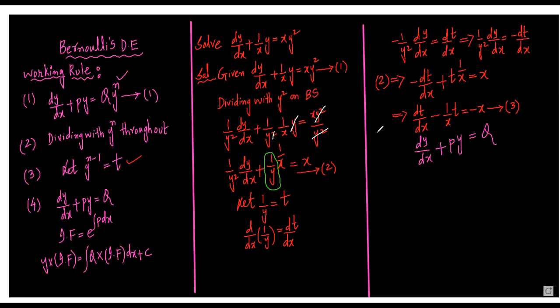Look at the difference: in place of t, the variable y is coming. So if t is equal to y, then automatically the p value is what? The p value becomes minus 1 by x. And what about q? It becomes minus x.